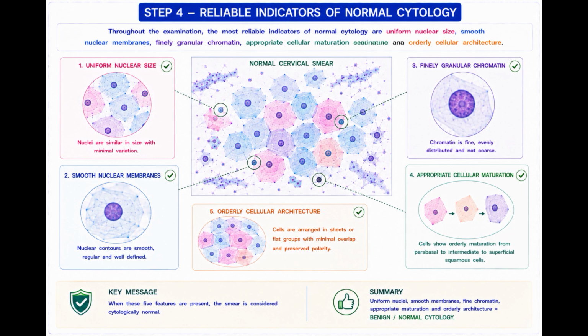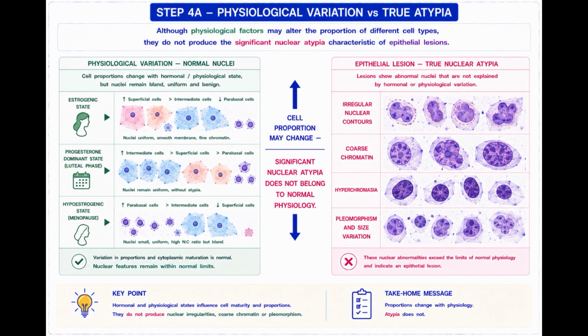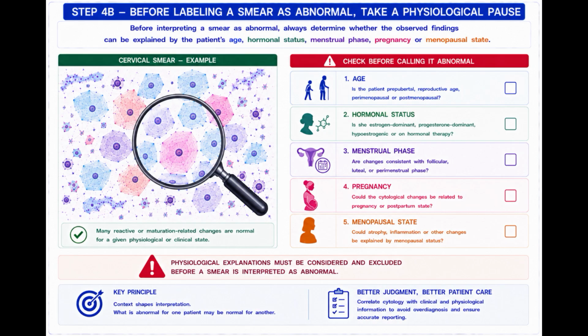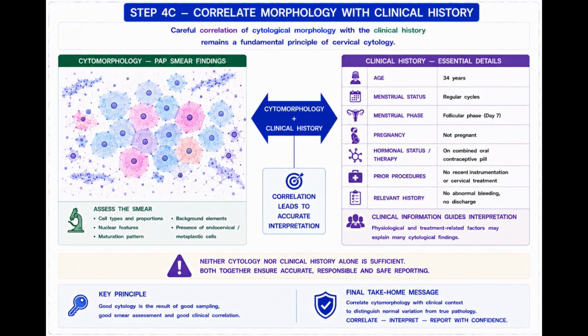Throughout the examination, the most reliable indicators of normal cytology are uniform nuclear size, smooth nuclear membranes, finely granular chromatin, appropriate cellular maturation, and orderly cellular architecture. Although physiological factors may alter the proportion of different cell types, they do not produce the significant nuclear atypia characteristic of epithelial lesions. Before interpreting a smear as abnormal, always determine whether the observed findings can be explained by the patient's age, hormonal status, menstrual phase, pregnancy, or menopausal state. Careful correlation of cytological morphology with the clinical history remains a fundamental principle of cervical cytology.